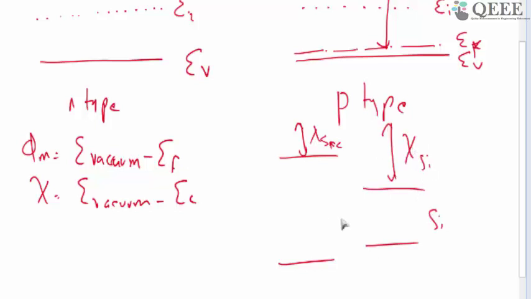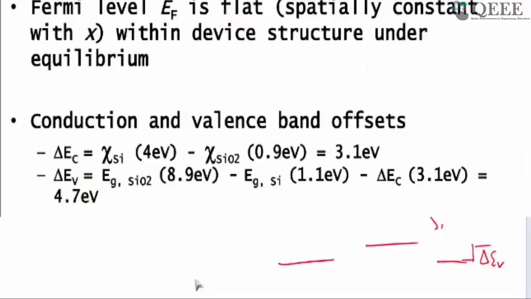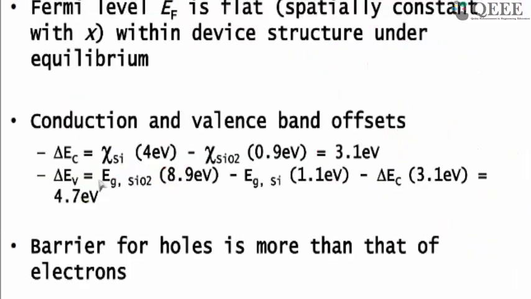So when you put these two things side by side, what happens is that there forms something known as a conduction band discontinuity. This is the conduction band of the oxide, this is the conduction band of silicon. So there exists a discontinuity at the conduction band, and similarly this is delta EV. The conduction band discontinuity is nothing but the difference between the chi values, the electron affinity values, of silicon and silicon dioxide. And similarly there will be a discontinuity at the valence band edge also.